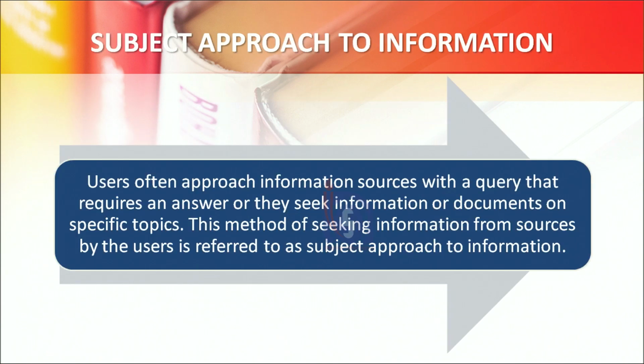Now we will discuss the subject approach to information. Users often approach information sources with a query that requires an answer, or they seek information or documents on a specific topic. This method of seeking information from sources by the users is referred to as subject approach to information. In order to provide this kind of information, it is necessary for information organizations to arrange documents or surrogates of documents in library catalogs, indexes or databases in such a way that items of specific information can be retrieved.